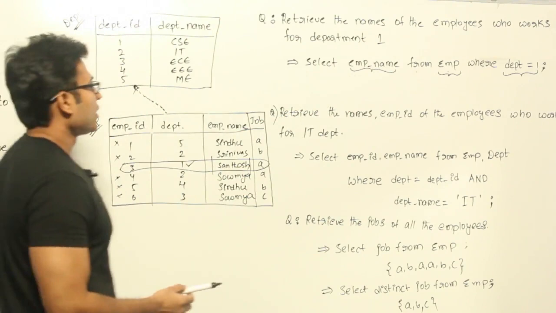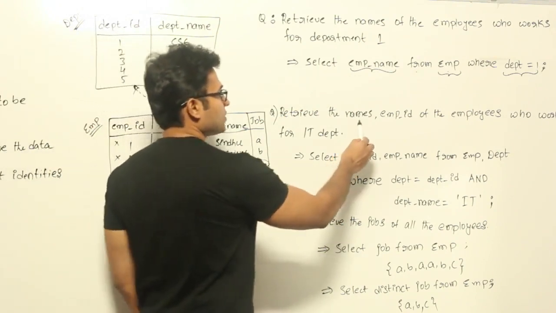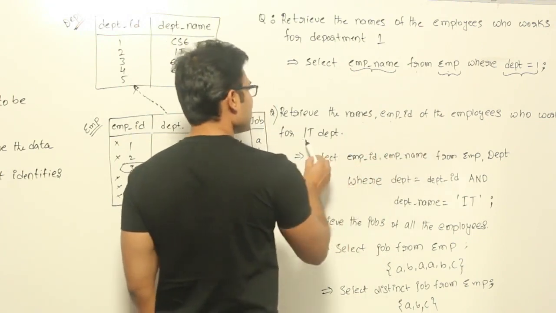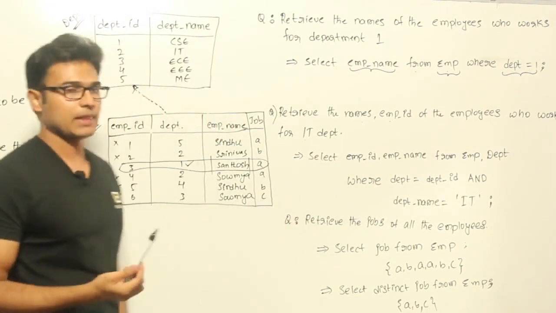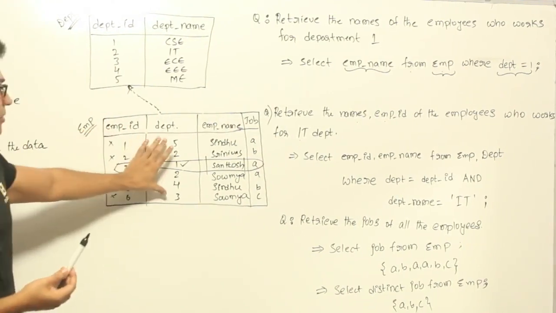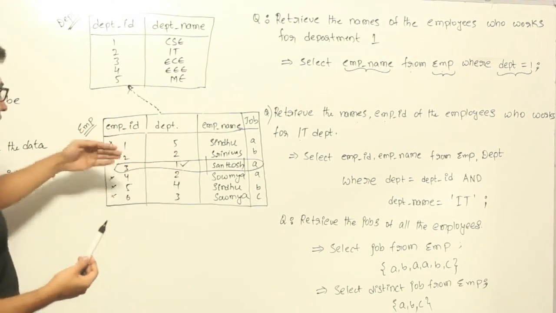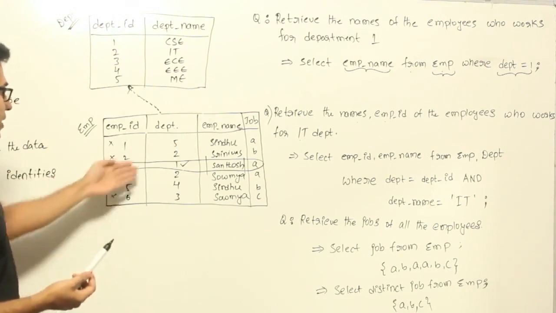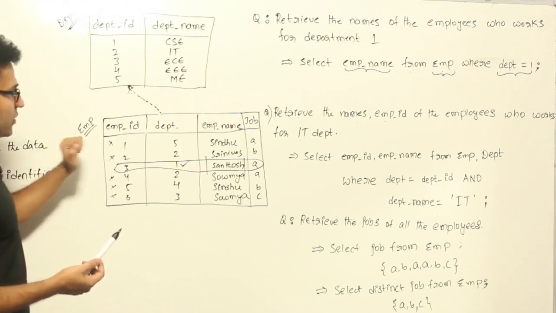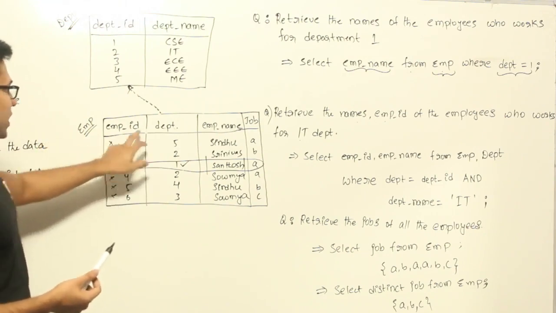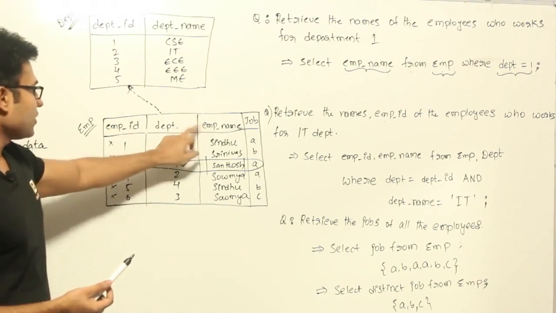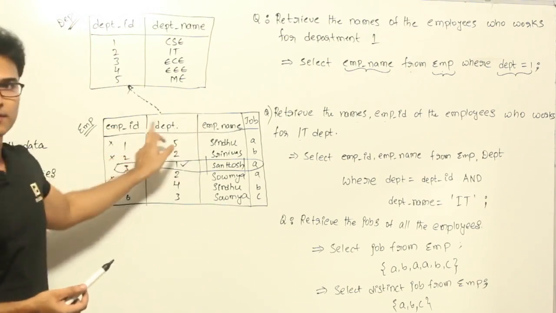Got it? Okay, next one is retrieve the names, comma, employee ID of the employees who work for IT department, right? Now if you observe this, here we have only department number, but we don't have anything specifying that it is IT department or anything like that. So the required information we have to display is names and IDs, right? So name is here and the ID is here. This is what you want to display.